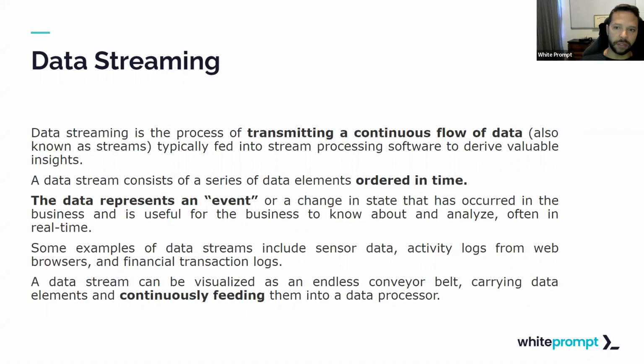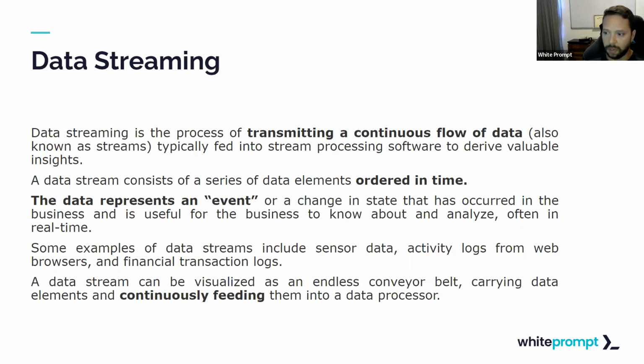Let's give a little bit of definition. What is data streaming? Data streaming is the process of transmitting a continuous flow of data, also known as streams, typically fed into stream processing software to deliver valuable insights and data. A data stream consists of a series of data elements ordered in time. The data represents an event or a change in state that has occurred in the business and is useful for the business to know about and analyze, and often it's done in real time.